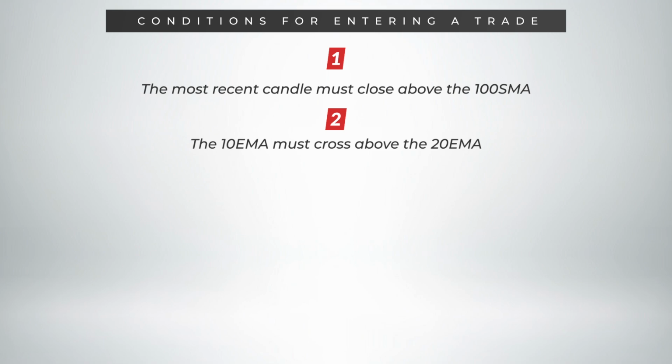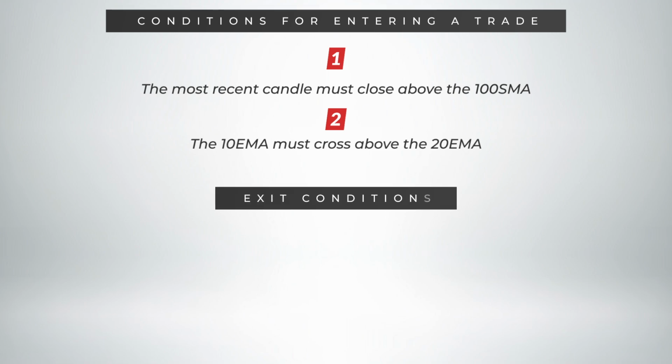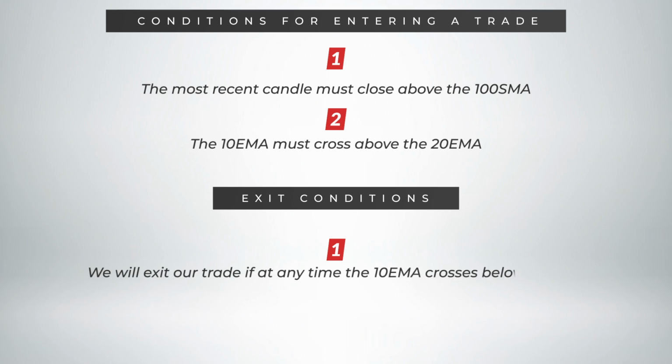Within this strategy, to maximize the profits from our winning trades and to control our risk, we are going to implement the following 2 exit conditions. Firstly, we will exit our trade if at any time the 10 EMA crosses below the 20 EMA. This signals the end of the trend.